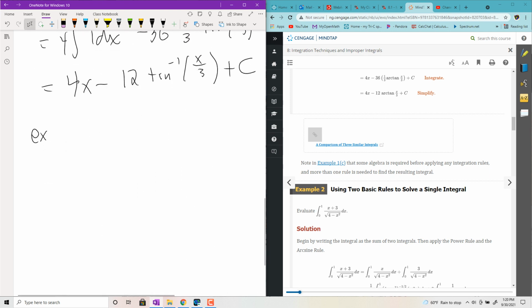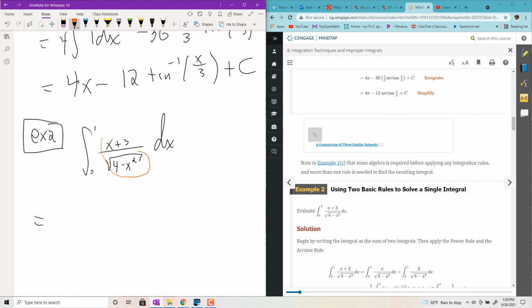So example 2, what we're going to do is basically split the integral in half, and then we'll have 2 separate integrals. We have the integral from 0 to 1 of x plus 3 all over the square root of 4 minus x squared dx. I'm going to split it into 2 fractions again, just like I did in the last problem, really, like this.